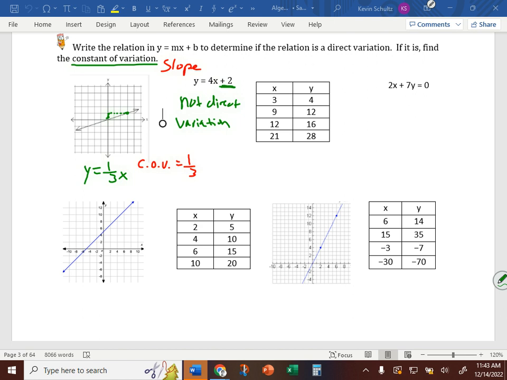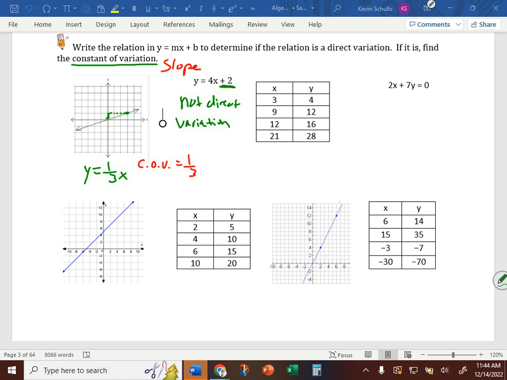So not direct variation, and if there is no direct variation, guess what there also isn't? A constant of variation. There is a slope, but it's not the constant of variation. Constant of variation only exists when you have direct variation, because that change is direct. It's a one-step thing. They're proportional. So this equation does still have slope, but it's not the constant of variation because we do something else after multiplying x by 4.